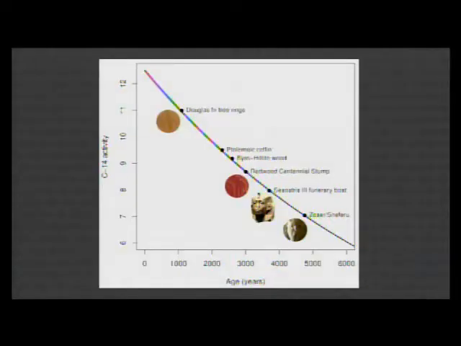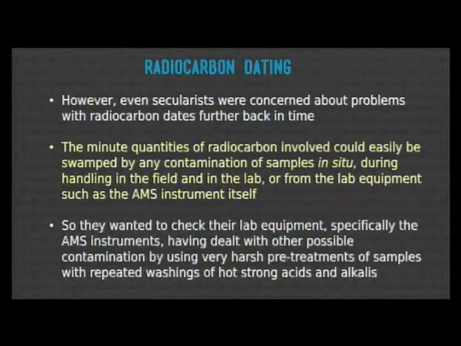You see diagrams like this that seem to show a very good correspondence between radiocarbon ages and historical ages, say for Egyptian archaeological materials. However, even secularists have been concerned about the problems with radiocarbon dates as you go back in time. For example, the minute quantities of radiocarbon involved in the materials that you're analysing could easily be swamped by contamination.